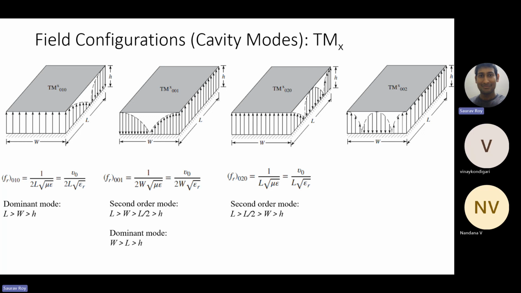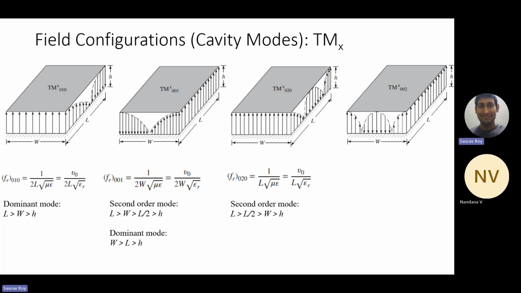So what is that mode? That mode is TM010. That means this is TMX mode, 010. The X component we generally don't calculate, because X is not important. There is no variation in X, right? So you will say TM10 or TM01, TM20. The subscripts are generally not required, but you can still remember. But the X component we neglect.